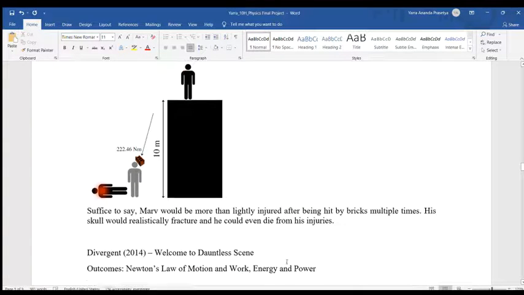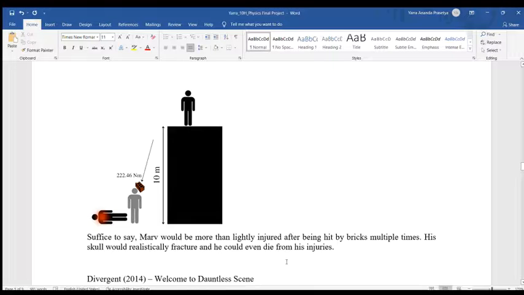Suffice it to say, Marv would more than likely be injured after being hit by bricks multiple times. His skull would realistically fracture, and he could even die from his injuries. Overall, I'd say that this scene is rated PG-13. Physics not that good. Parental guidance advised. It's meant for the comedy, so yeah.